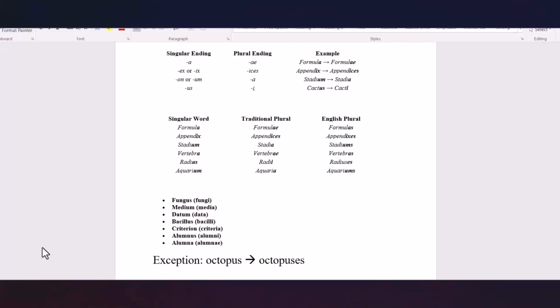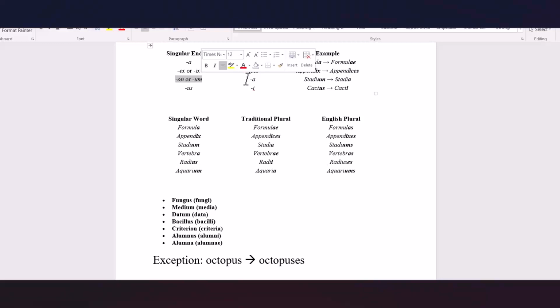The interesting topic of Latin plurals. There is a rule of thumb for making Latin rooted words plural. For words ending in A, we just add an E to the end of the word. Formula, formulae, like alga, algae, the same word that we have in the sentence. For words ending in EX or IX, we have ICES in plural form. Appendix, appendices, matrix, matrices.